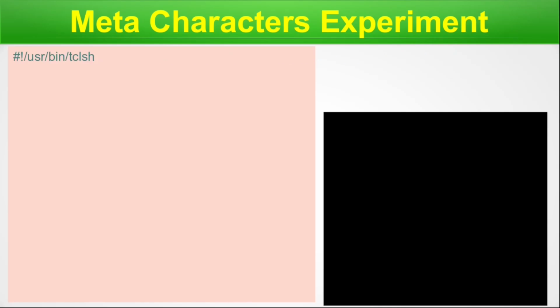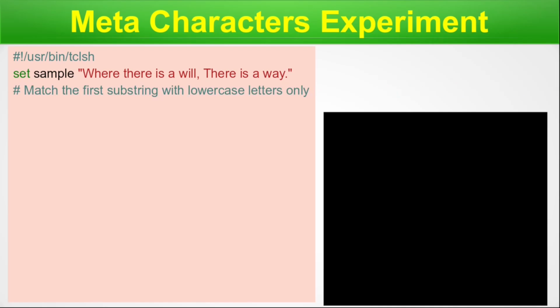So here goes our hashbang /usr/bin/tclsh. This is for invoking the Tcl shell. Then we write our string, that is set sample, "where there is a will, there is a way". Then match the first substring with lowercase letters only. Set result, then regexp, then [a-z]+, then $sample, and then match.